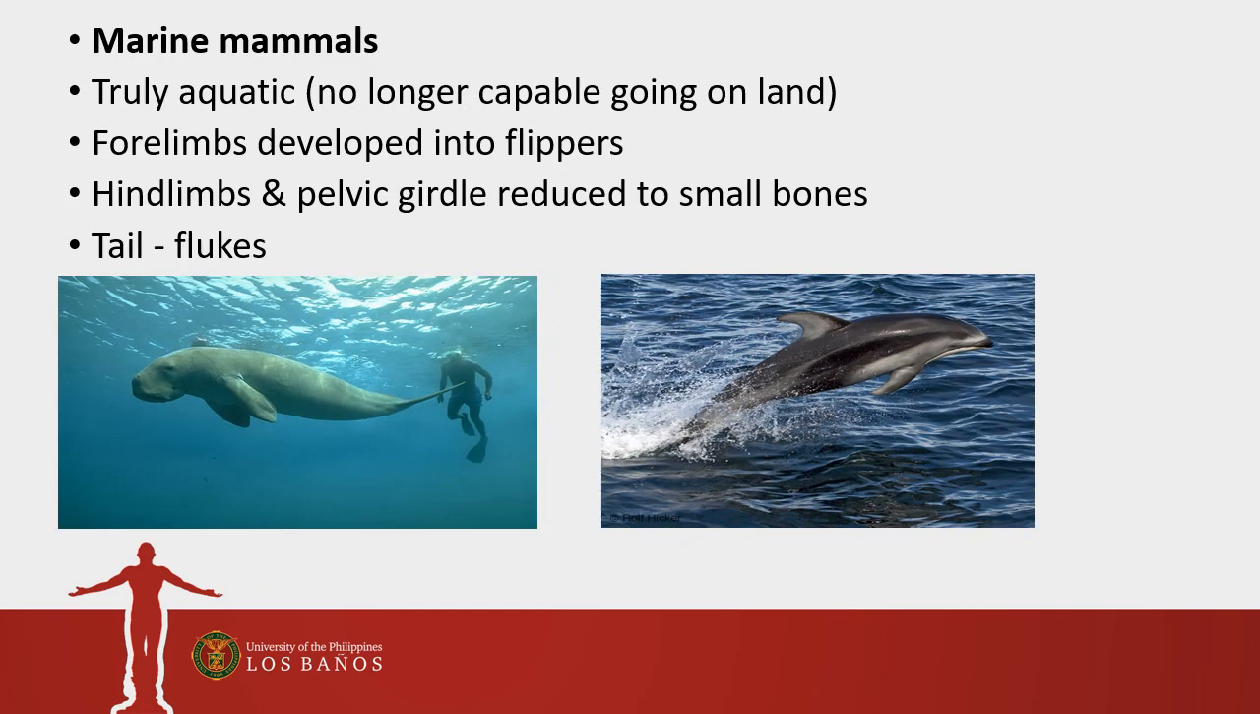Marine mammals are truly aquatic mammals, so they are no longer capable of going on land. The forelimbs are developed into flippers, the hind limbs and pelvic girdle are reduced, and they have flukes. Sirenians, such as the dugongs or sea cows and manatees, are limited to coastal zones, estuaries, and rivers. Cetaceans, such as dolphins, porpoises, and whales, are capable of exploiting the oceans, seas, and large rivers.